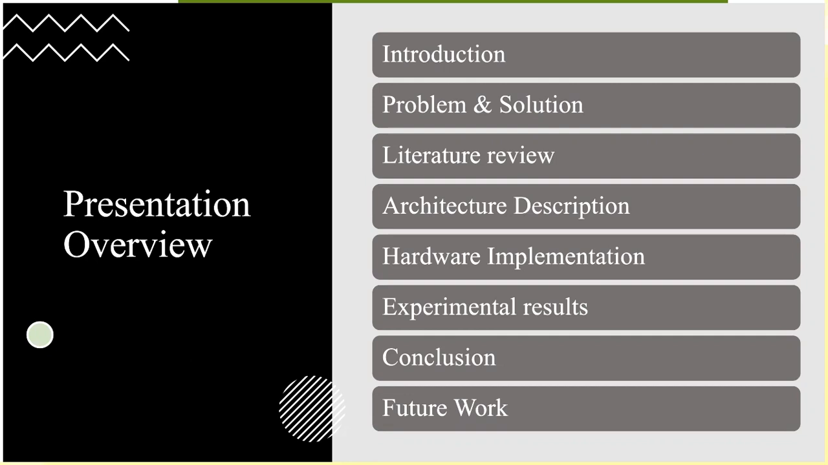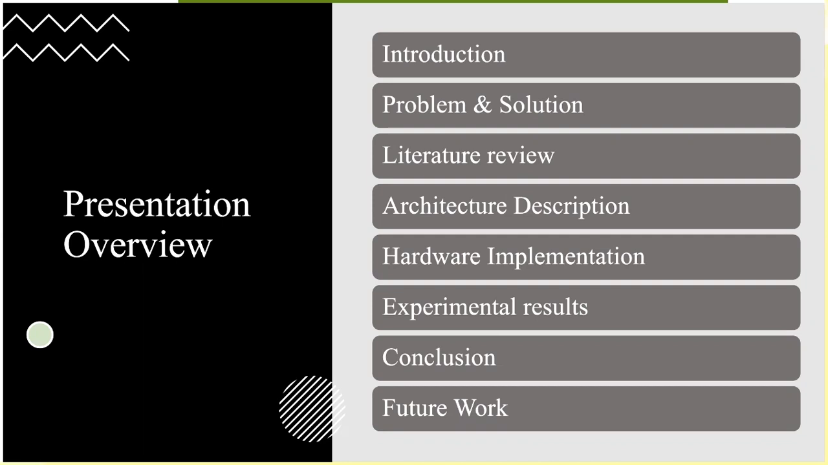After that, I will move towards the problems which had been faced previously regarding single core and multi-core architectural models and how we can overcome these limitations. I'll describe a short literature review in this presentation, followed by the architecture description of my hardware accelerator for solving ordinary differential equations using two numerical methods, which are the Euler and modified Euler methods.